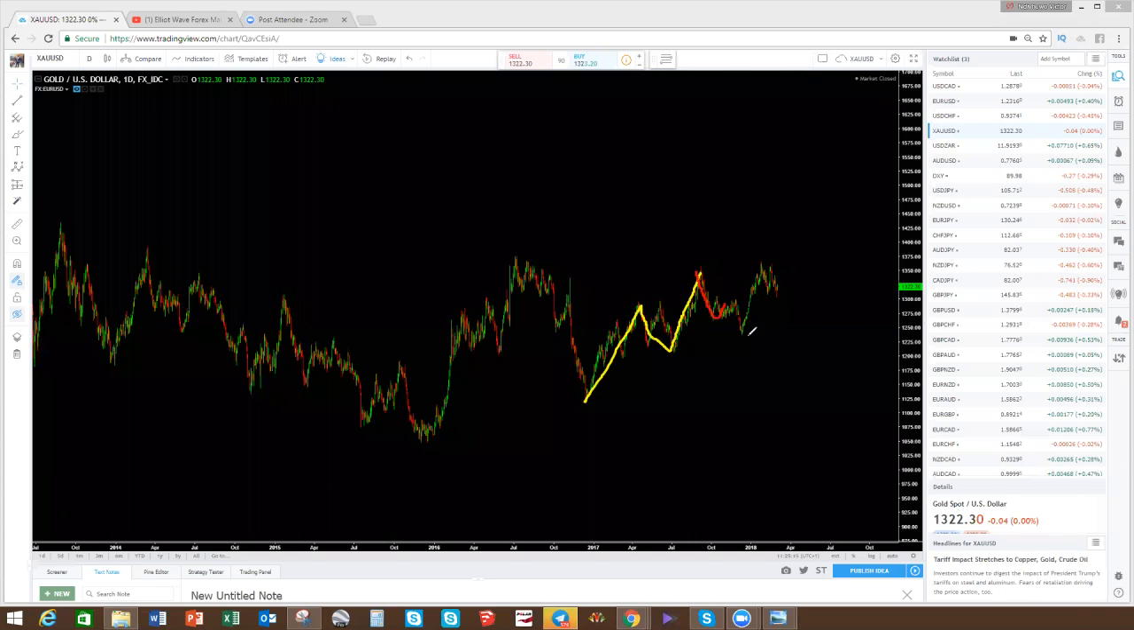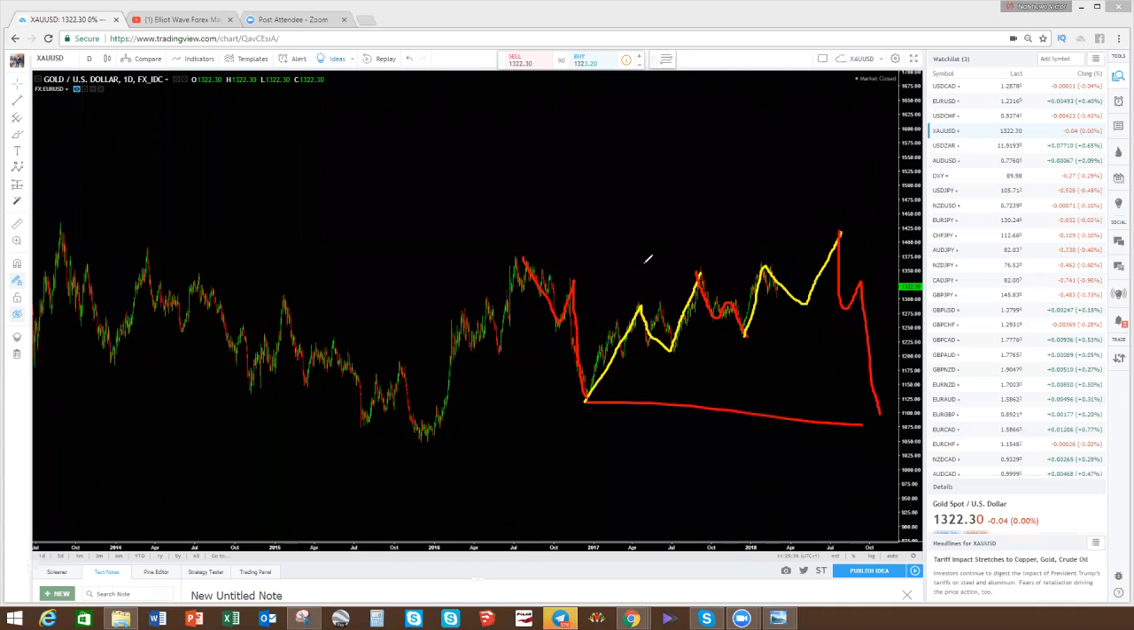A, 1, 2, 3. So now we're looking for A, 1, 2, 3, similar to this one. Because here what you have is 1, 2, 3. So we'll be looking for that 1, 2, 3 to start coming down. But not yet. So we know it's going to come down at some point, but not yet. We're still bullish now. Okay? Look at that. That's what we're looking at.